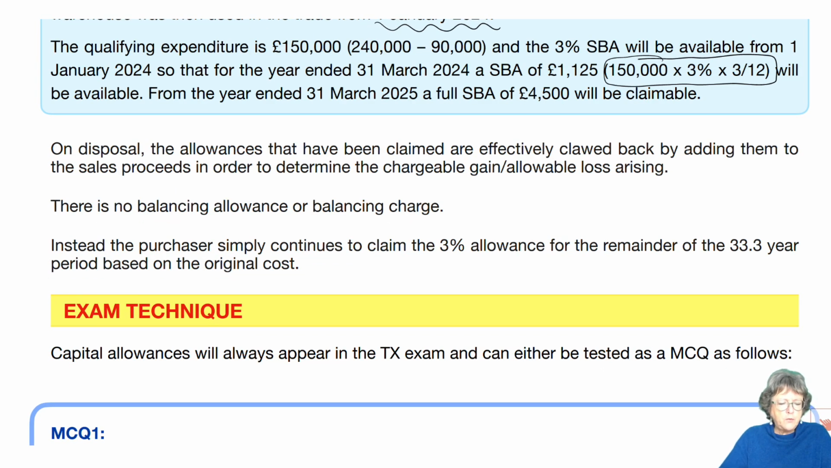When you dispose of a building, the allowances that have been claimed are effectively clawed back by adding them to the sale proceeds in order to determine the chargeable gain or allowable loss, which we'll see when we do capital gains. No balancing allowances, no balancing charges. And the purchaser will then simply continue to claim that 3%. Very small portion of the exam, more likely to be a multiple choice question than anything else.